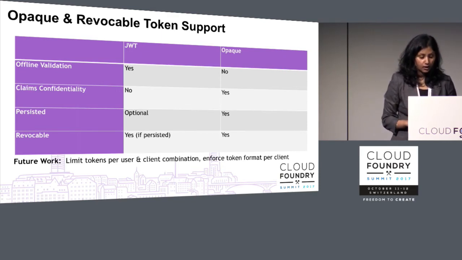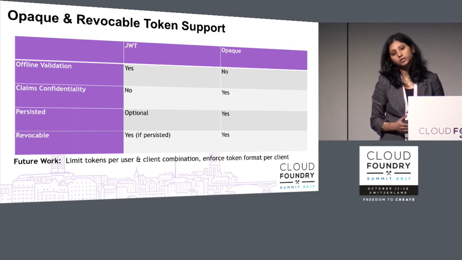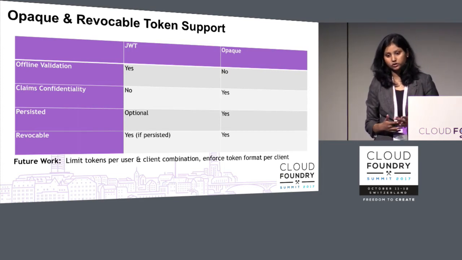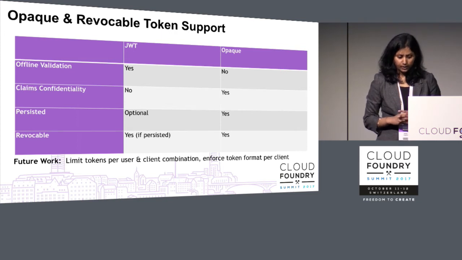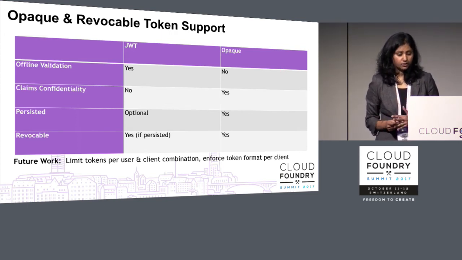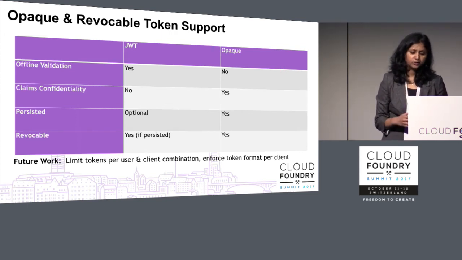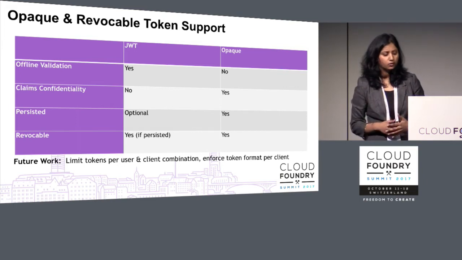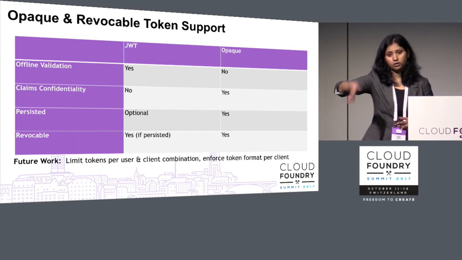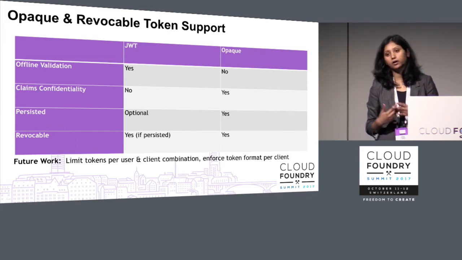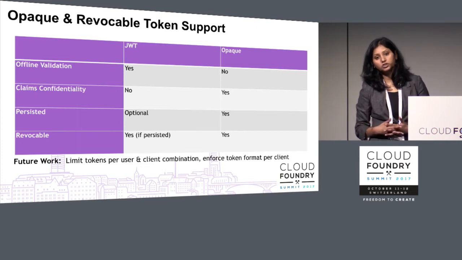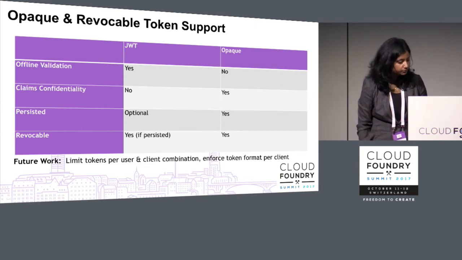Future work-wise, today we do not put any limits on the number of opaque tokens that are generated per user and client combination. So this is something that we understand is limiting, because as your usage of UAA grows and the footprint grows, so will the number of opaque tokens in your storage. So we plan on adding a policy around how many opaque tokens can be generated per user and client combination.